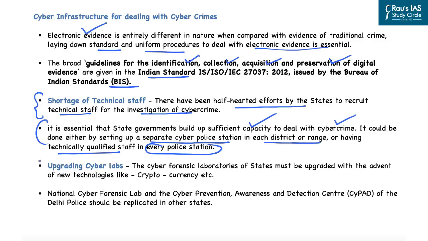The third issue is related to the upgradation of the cyber labs. In this line, it has been highlighted that the cyber forensic laboratories of the states must be upgraded with the advent of new technologies like cryptocurrency, blockchain, etc. One of the prime examples is the National Cyber Forensic Lab and Cyber Prevention Awareness and Detection Center (CyPAD) of the Delhi Police, and it can be replicated in other states of India as well.